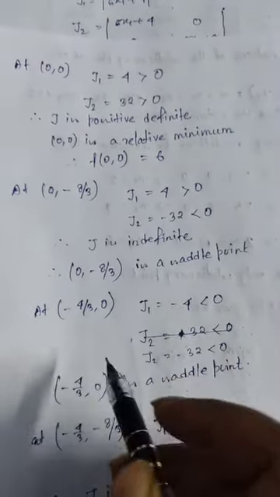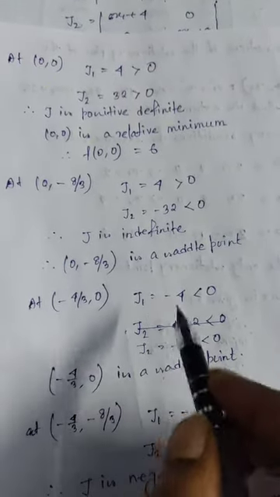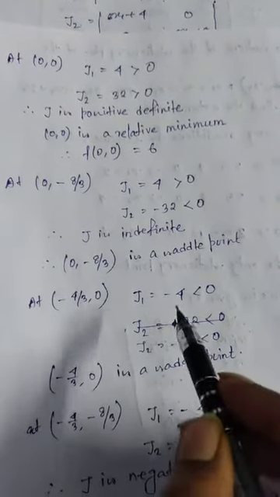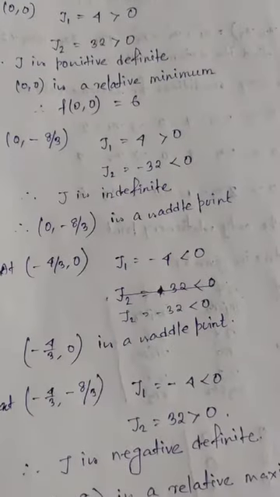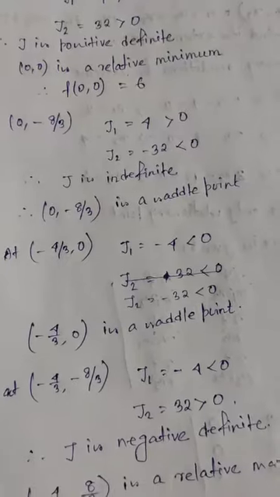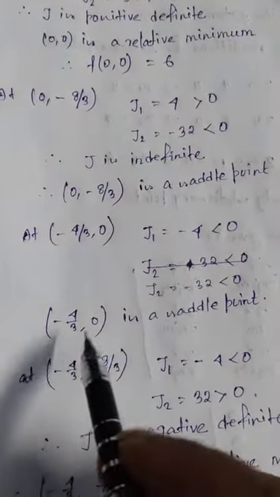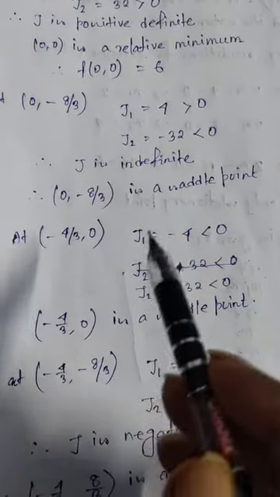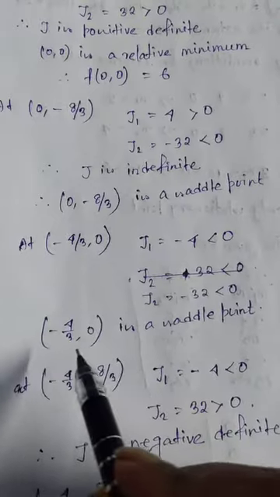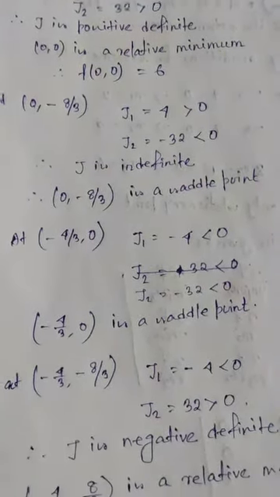Now if we put here the point (minus 4 by 3, 0), we see that J1 is equal to minus 4, which is less than 0, and J2 is minus 32, which is also less than 0. This satisfies the condition of an indefinite matrix. So we can say that (minus 4 by 3, 0) is a saddle point, and so there is no maximum and no minimum.